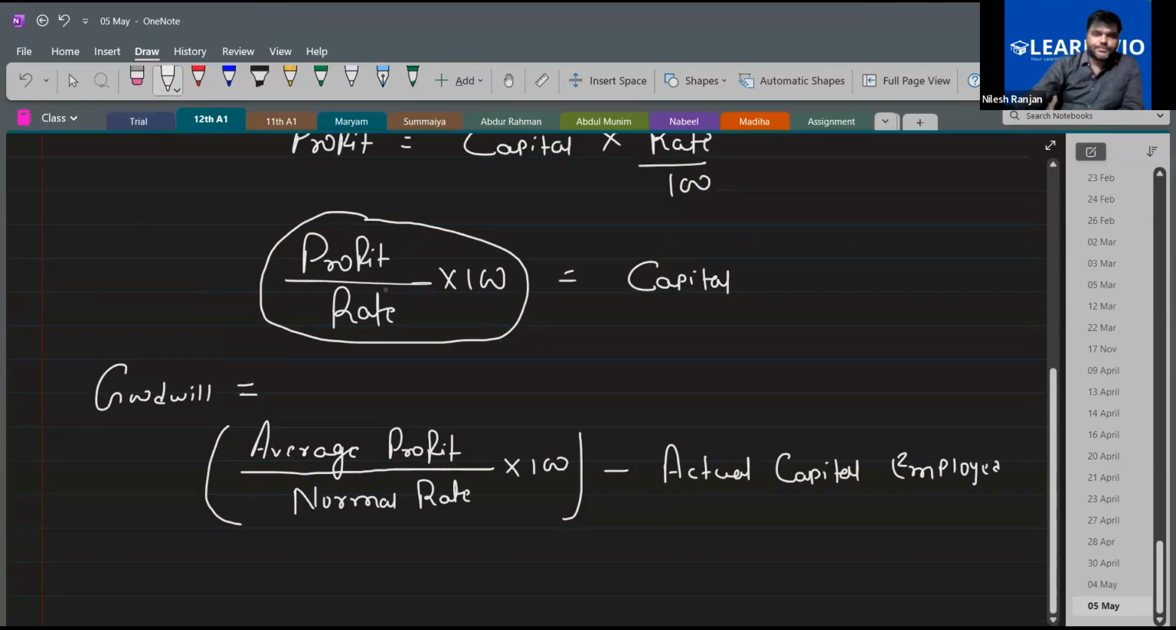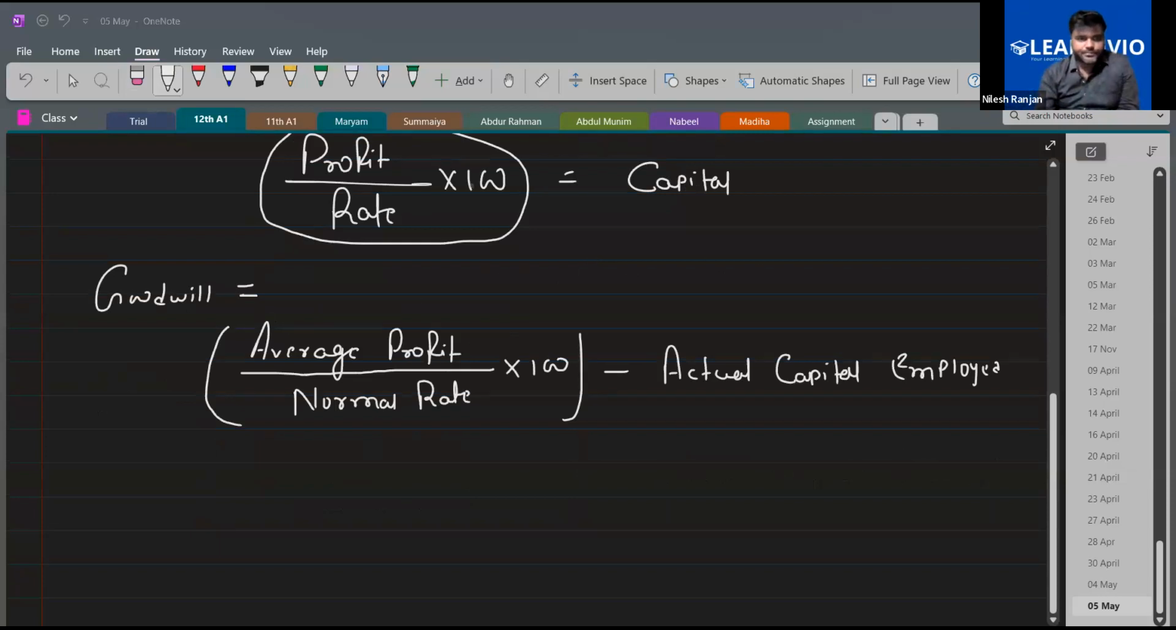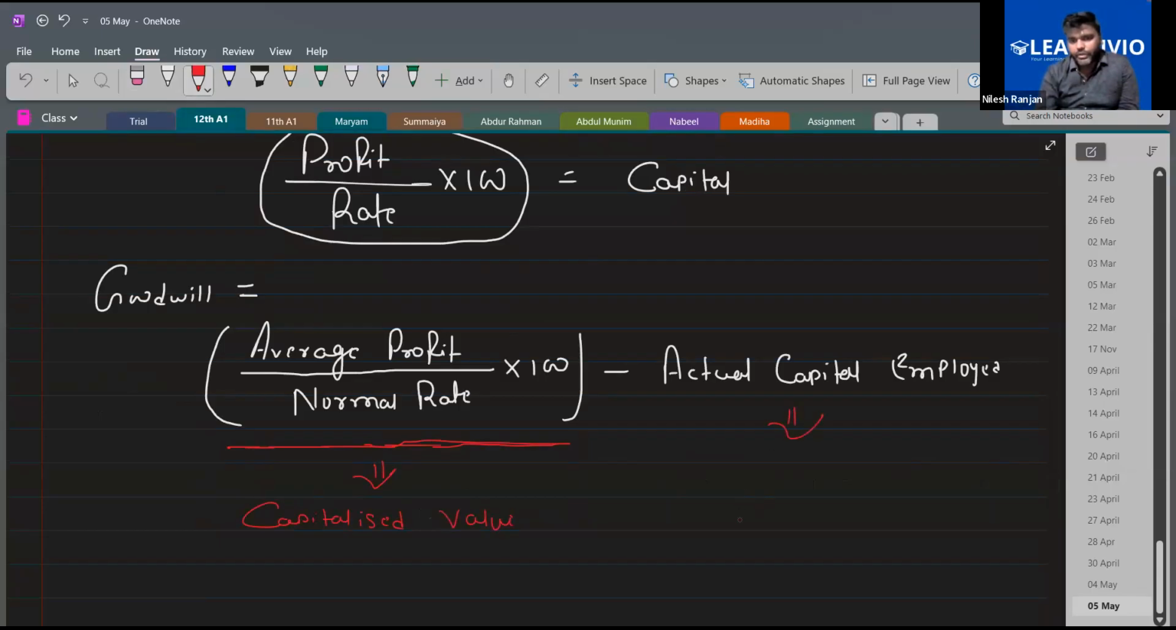First of all, this part is called capitalized value. This part is called capitalized value, and this is actual capital employed. So what is the difference between capitalized value and capital employed? That is called our goodwill.